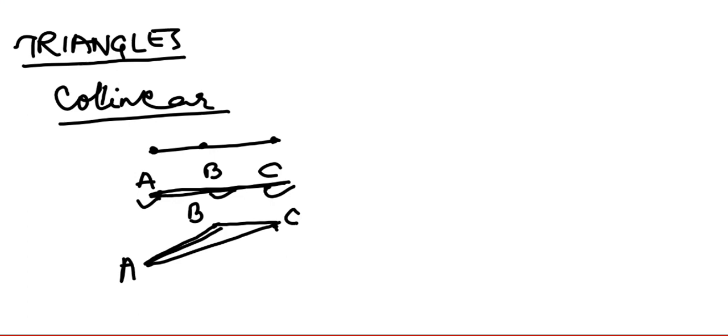Now, what is a triangle? A triangle is any closed figure formed by 3 non-collinear points. This is A, this is B and this is C. The 3 points ABC are not lying on any single straight line. Therefore, when we join these 3 points, we get a closed figure, and the figure so formed is known as a triangle.